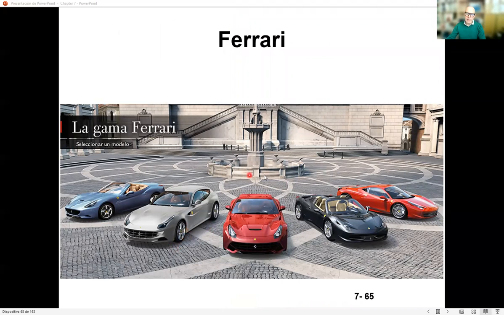Another example could be in the car market, the brand Ferrari. So Ferrari targets a very specific segment, the ultra rich, and they are very good at doing it.